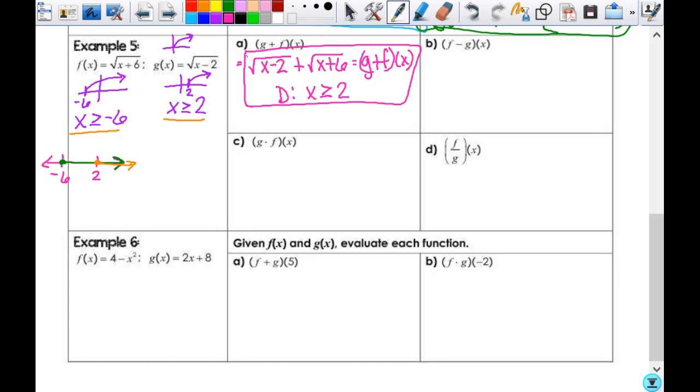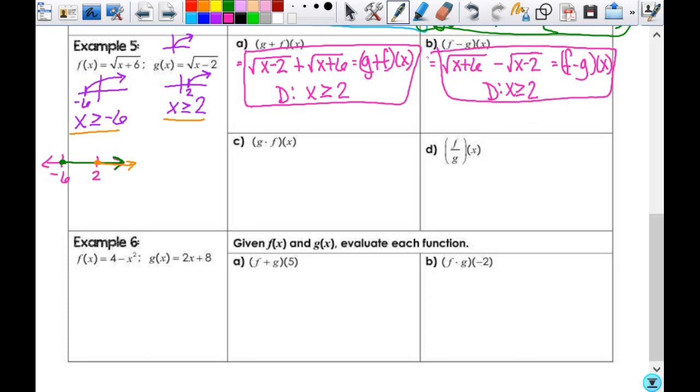Now that's the domain for a, b, and c, so I don't have to overthink anything. f minus g, so f is the square root of x plus 6 minus g of x, which is the square root of x minus 2. Do I get to actually combine any of that? Nope, I sure don't. So that is equal to f minus g of x. And my domain is the same. x is greater than or equal to 2. Everybody okay with all that so far?